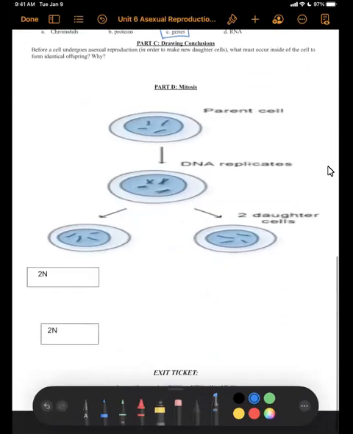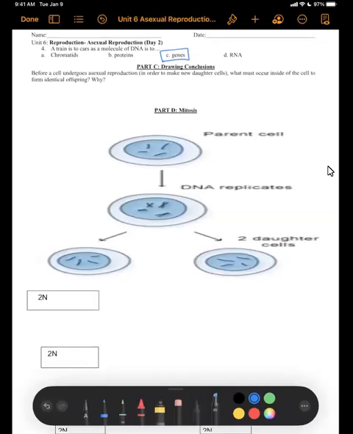Now, part D, mitosis, okay? Mitosis is a really important process, all right? Mitosis literally means creation of new cells, right? And in mitosis, all new cells are genetically identical to the parent cell.